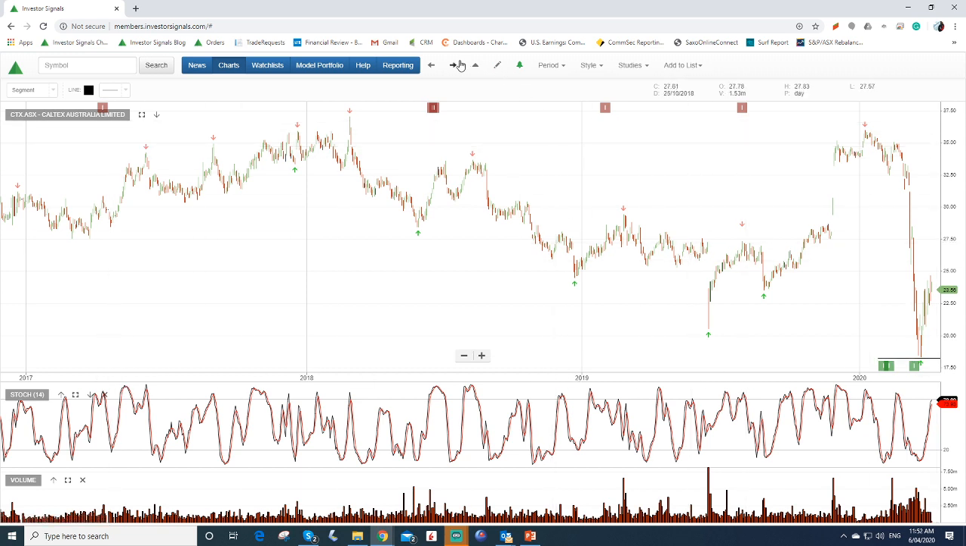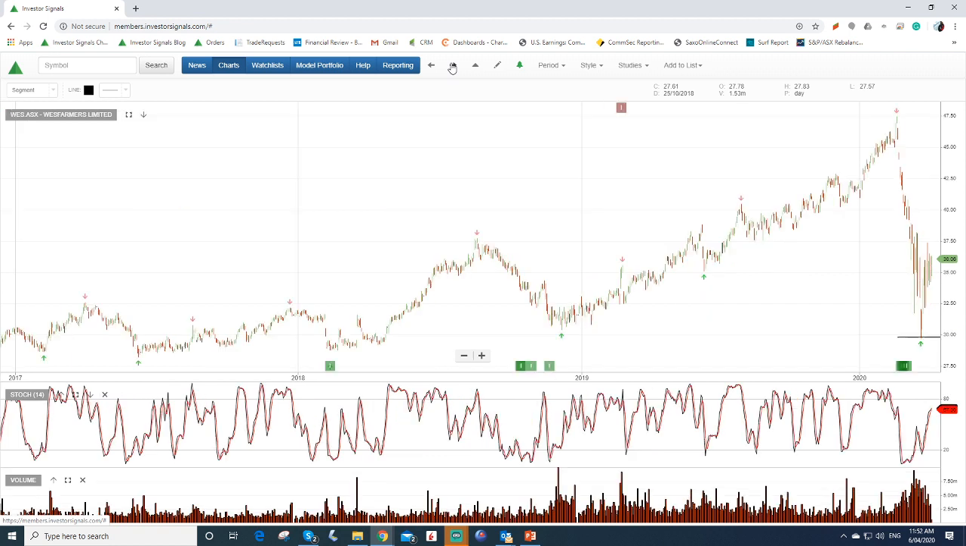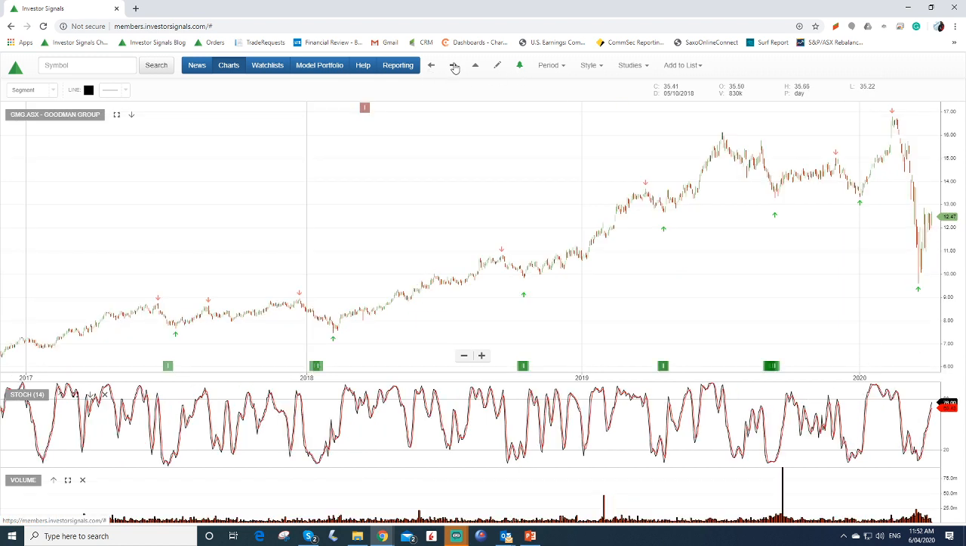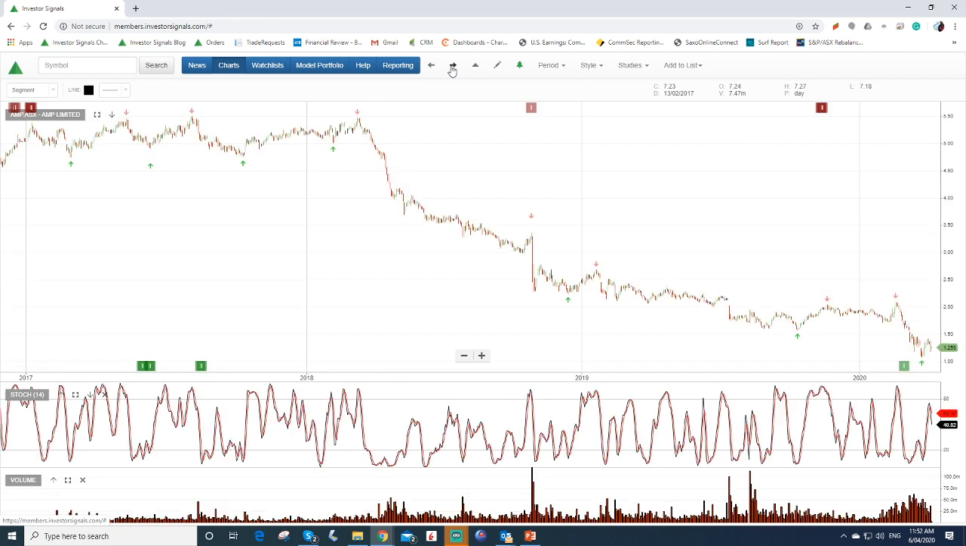Caltex, I've spent a fair bit of time covering Caltex in the prior recordings. Wesfarmers, so I found support there at around $30, pushing up to 36. Goodman Group, as I've covered in prior recordings, we like this. It's about the only property stock that makes sense to us in this environment. Their exposure to logistics centres and low levels of gearing make Goodman attractive. So if you're looking for a recovery play in property, that's our choice.